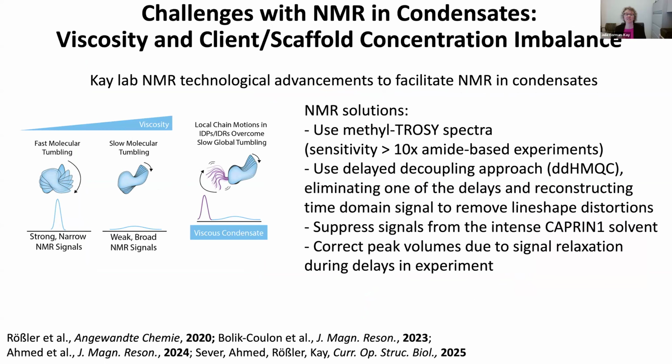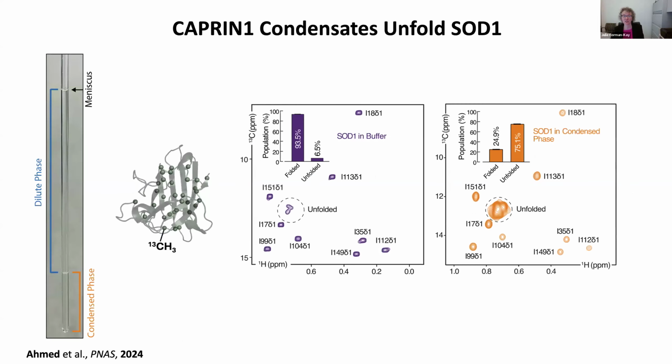But for folded proteins, Louis Kay and his lab needed to come up with a whole bunch of technological advancements to enable NMR to be done on folded proteins and condensates, including using methyl-TROSY, which has more than 10 times the sensitivity of the amide experiments, using delayed decoupling approaches, and reconstructing signals to remove distortions, suppressing the intense signals from the scaffold, in this case Caprin-1, and correcting the peak volumes due to relaxation from delays in the experiment.